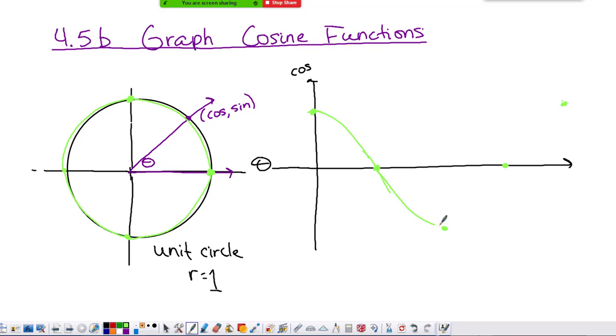I failed art class. We got arrows on our ends because these babies are going to keep going forever and ever. Looks like a reindeer. Maybe.